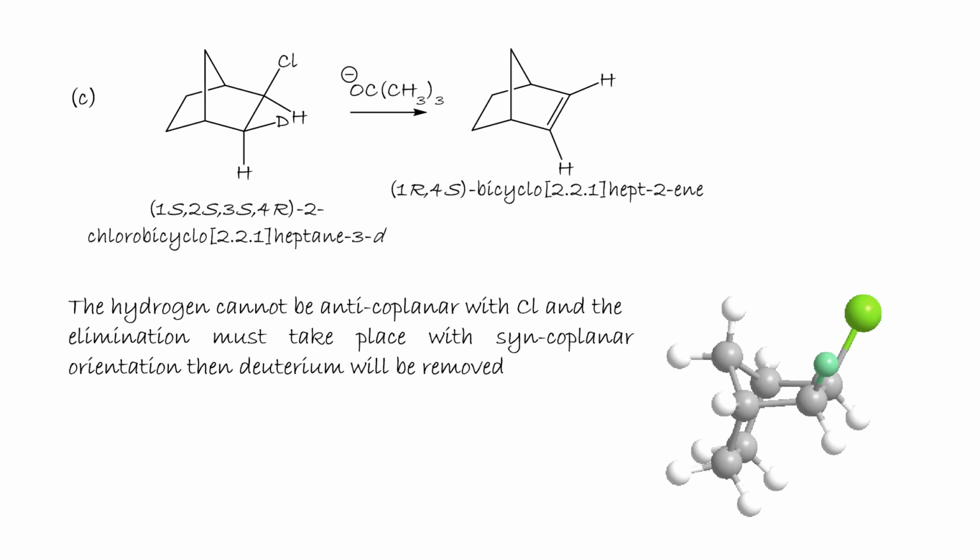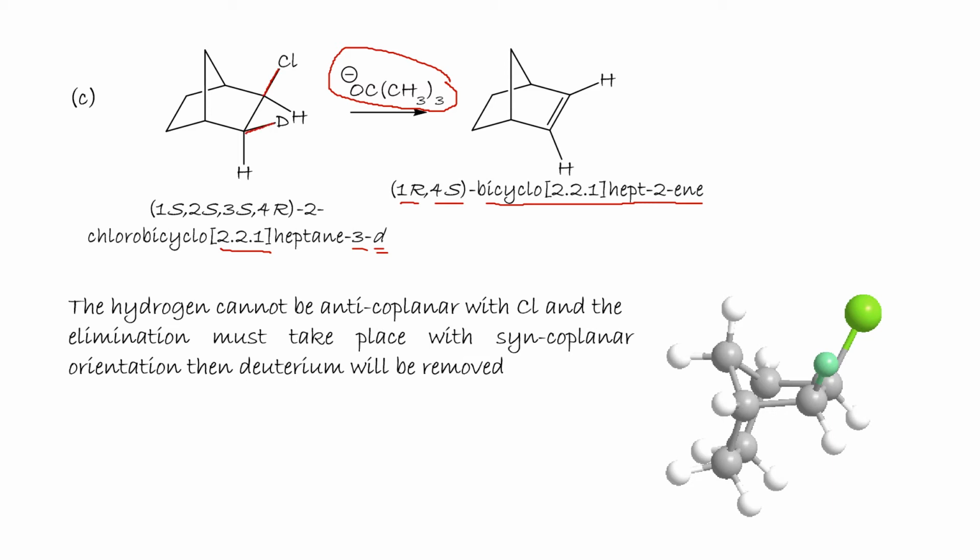Starting with 1S, 2S, 3D, 4R, 2-chlorobicyclo[2.2.1]heptane with 3-deuterium, with a bulky base like tertiary butoxide. The product is 1R, 4S bicyclo[2.2.1]hept-2-ene with the elimination of Cl and deuterium.